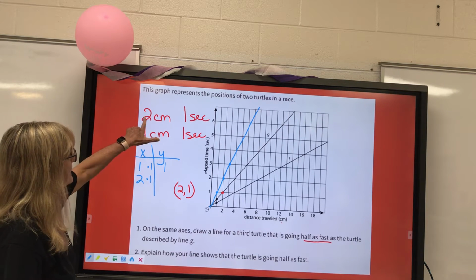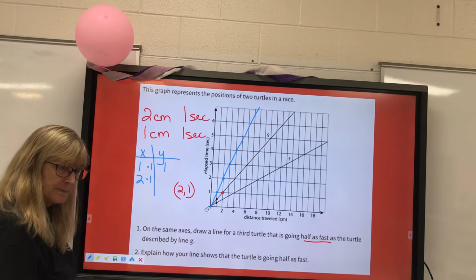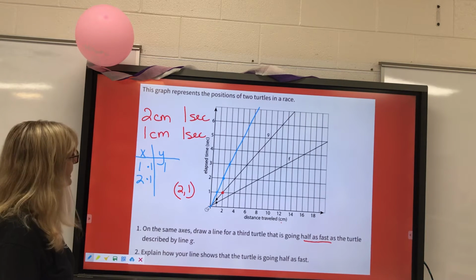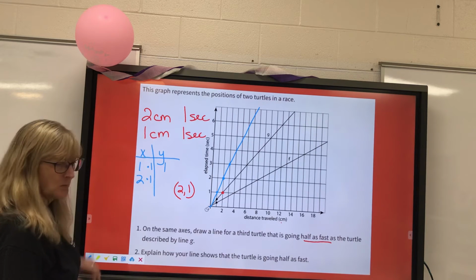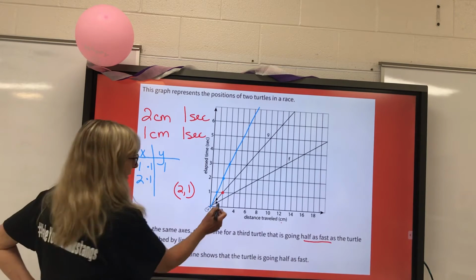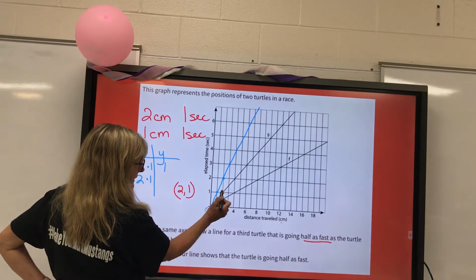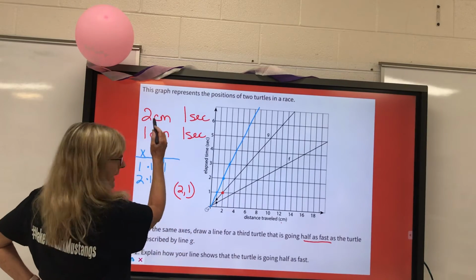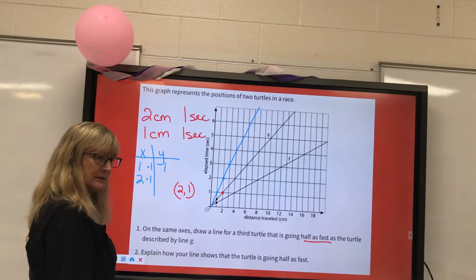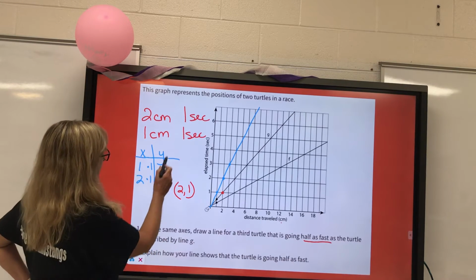Okay, where did I get this 2 centimeters in 1 second? You divided that by 2. Where did I get 2 centimeters in 1 second though? Where did that number come from? Turtle G. That's this point right here. And then I divided it by 2 because he was going half as fast. And that gave me one of the points.